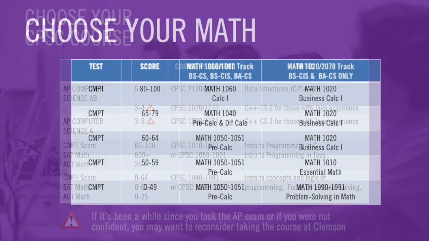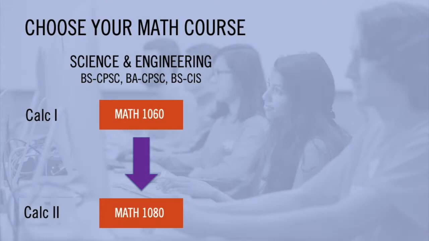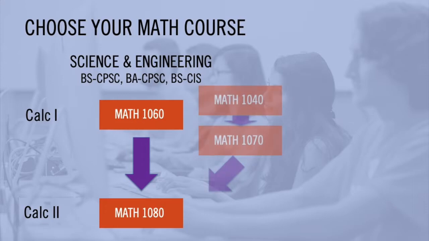Choosing your math class. The first math class that you take will depend on any transfer, AP or IB credit, or your test placement scores. Students in the BS in Computer Science program are required to take the Calculus for Science and Engineering sequence, otherwise known as Math 1060 and Math 1080. If you do not meet the prerequisite for Math 1060, your advisor will review whether a 2-semester Calculus 1 sequence is appropriate for you as a substitute for Math 1060.